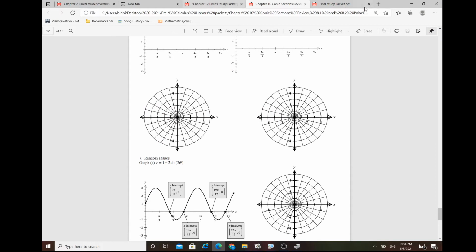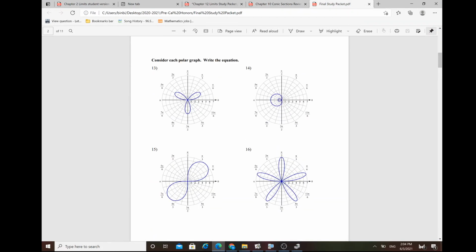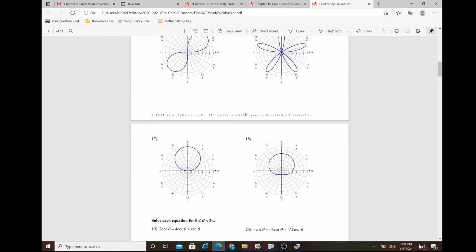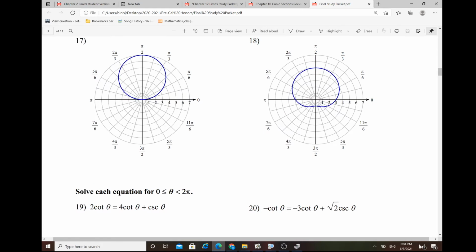Okay, so to this one right here, the final study packet. Let's check it out, that number 18. This one is the cardioid. Let me just pull this out, or perhaps we can just do it right here. Okay, so that's a cardioid.